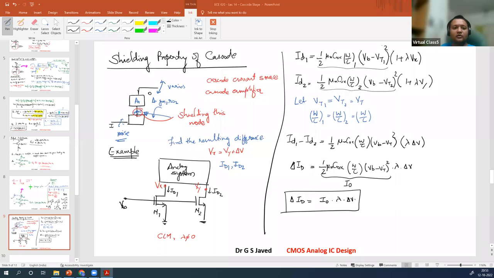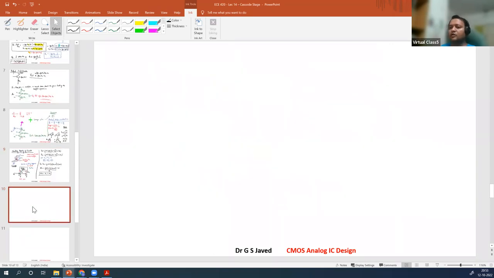So remember, what do you do with that? You have so much change. You do not want this change. Ideally, you want your ID1 to be equal to ID2. So what do you do? You add the following. The same VB transistor you take. You add the bias here. Exactly the same transistor you will take, and you will add a cascode device here. The same thing will be biased with another voltage, VB1, or we will call it VB2.